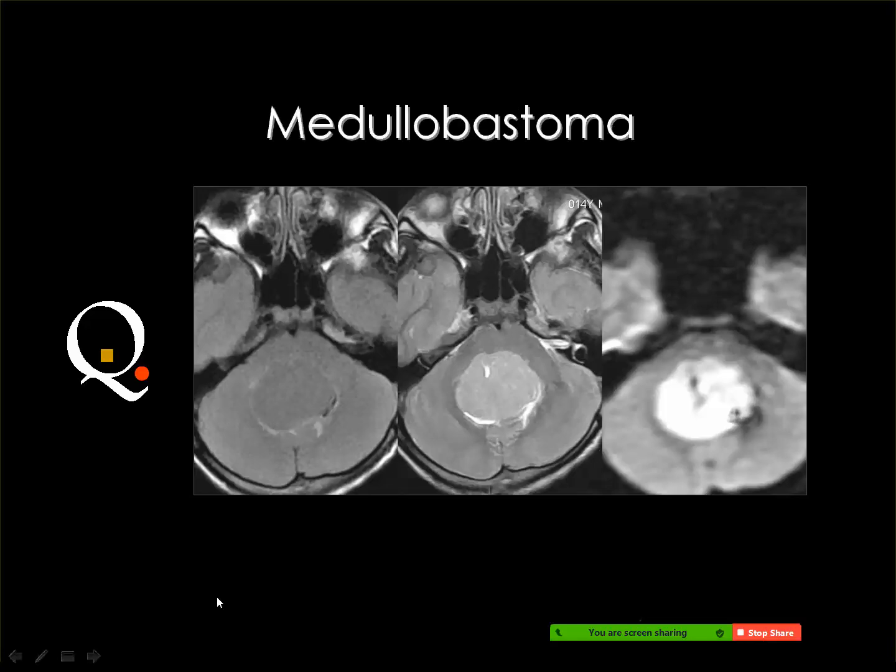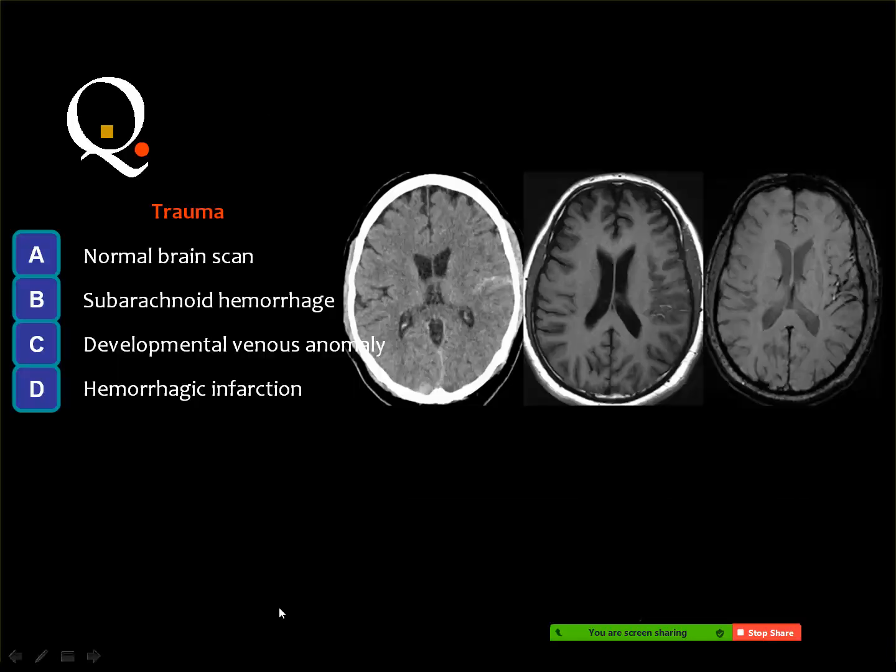Medulloblastoma. Yes, and this is a straightforward case of medulloblastoma because of the diffusion restriction. This is the only posterior fossa lesion that can show diffusion restriction up till now.